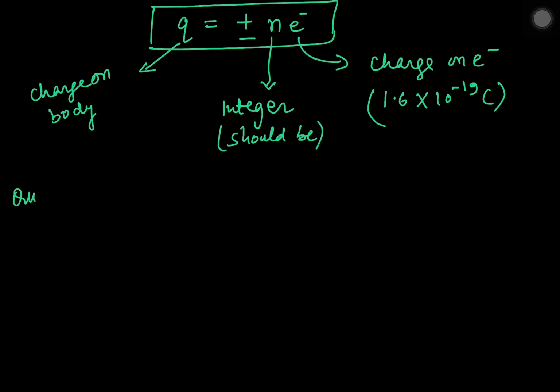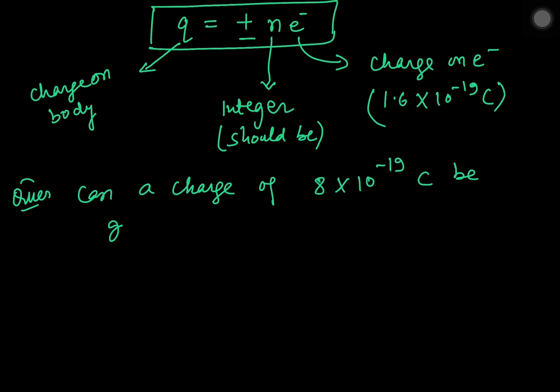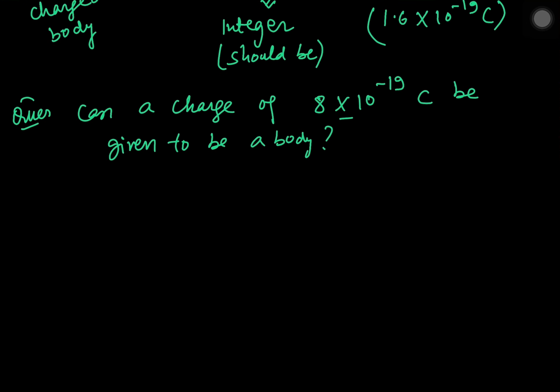Let us consider a very basic question. For example, can a charge of 8 into 10 to the power minus 19 coulomb be given to a body? किसी बॉडी को हम इतना चार्ज प्रोवाइड कर सकते हैं क्या? किसी बॉडी में इतना चार्ज प्रेजेंट हो सकता है, एग्जिस्ट हो सकता है? So how will you approach this type of basic question?